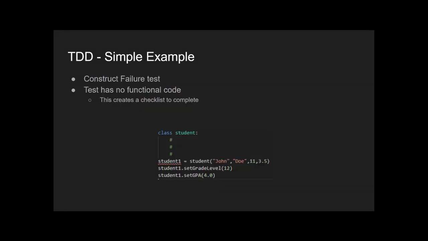So for the first step, we're going to construct a failure test. As you can see, this test has no functional code, and it does indeed fail when it's run. However, we have a starting point with the student class, and we have a finish line. We need to be able to create a new student object. We need to be able to set its grade level using a class method, and we need to be able to set the GPA using a method.